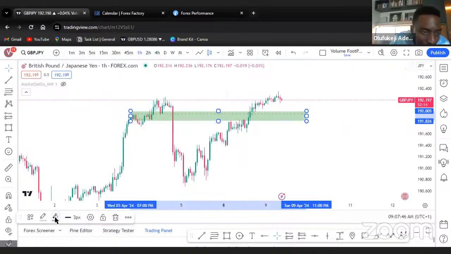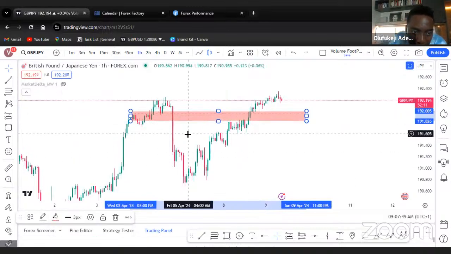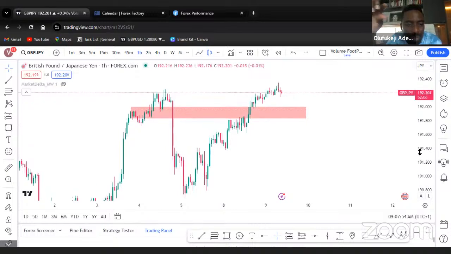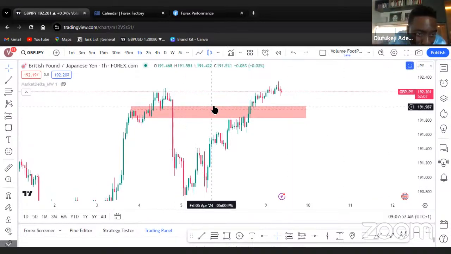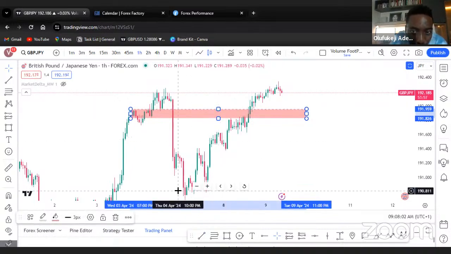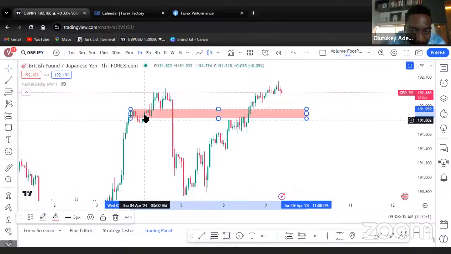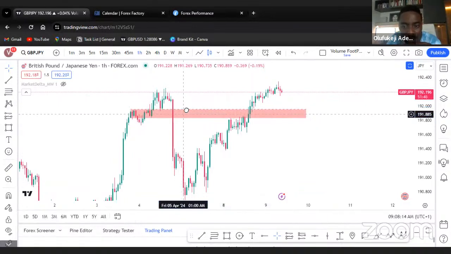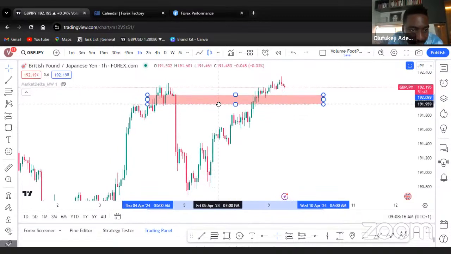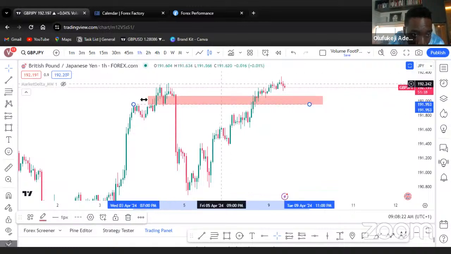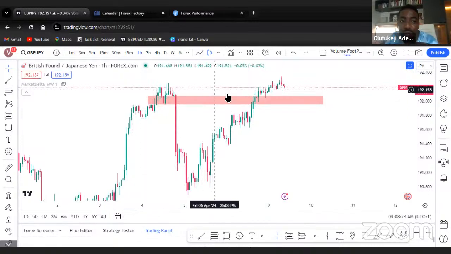Exactly. Well, your rectangle is a bit big. I'm just looking at those two rejection wicks that were consumed, from 191.95 to 192. That's where it should be. So you need to take it up a bit. Exactly, that's the shoulder there. Then you reduce the rectangle. That's the shoulder there that the liquidity was consumed.